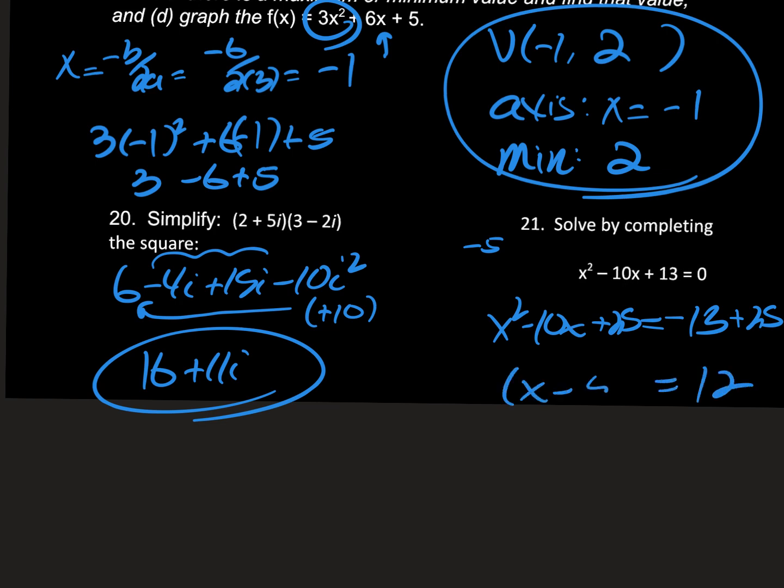Left-hand side, we can write this. We can write x minus 5 squared. Remember that half number always comes back. Goes right in parentheses every time. Square root both sides. This is going to be x minus 5.